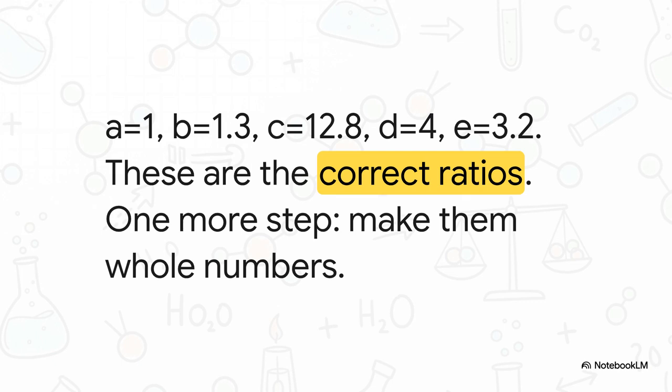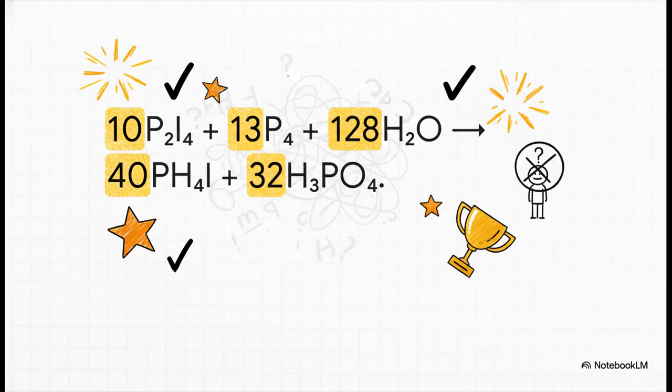Now, I know what you're thinking. Those aren't whole numbers. And that's perfectly okay. This is the correct ratio. The only thing left to do is to make them all nice, clean integers. We just need to find the smallest number to multiply everything by to get rid of those decimals. And in this case, that magic number is 10. And voila, the final balanced equation.